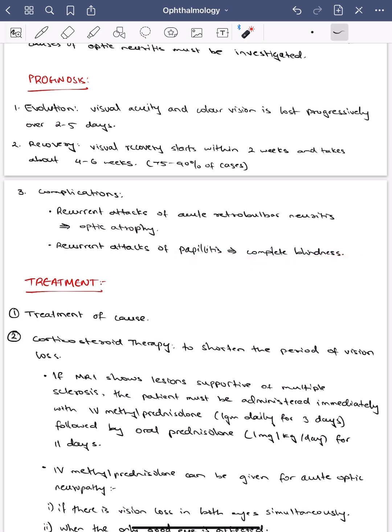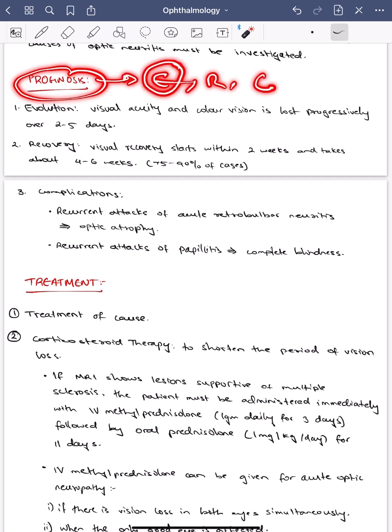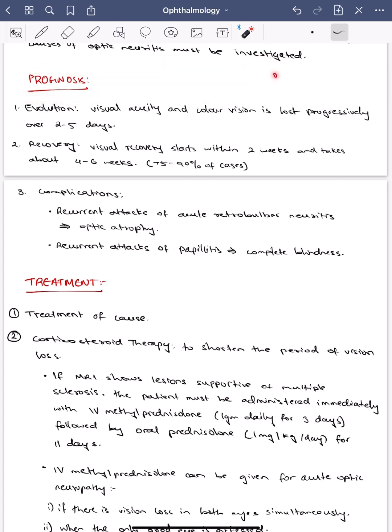So this is the prognosis. Remember, evolution, recovery, and complication. Evolution is that within the first 2 to 5 days there is progressive loss in vision and impairment of color vision. Recovery starts within 2 weeks and it takes about 4 to 6 weeks, and this is the most common prognosis. 75 to 90% of cases of optic neuritis recover. And complications. Now if there are recurrent attacks of papillitis, it can lead to complete blindness, and if there are recurrent attacks of acute retrobulbar neuritis, it can lead to optic atrophy.